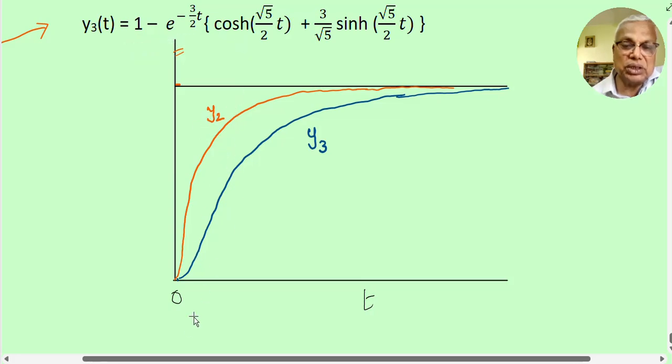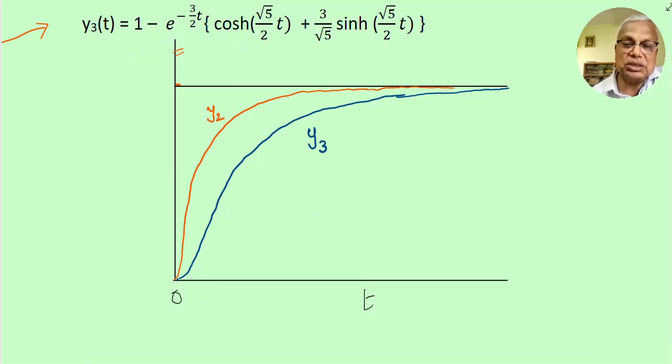This will behave similar to y2, starting from 0 and ending at 1. This value is 1. It starts from 0 and reaches 1 ultimately. It is similar to y2, but the difference is it is going to rise much slower than y2. So y3 is going to rise to the final constant value of 1, but at a slower rate compared to y2. Otherwise, the nature of y2 and y3 are similar, starting from 0 and reaching 1 without any oscillations.